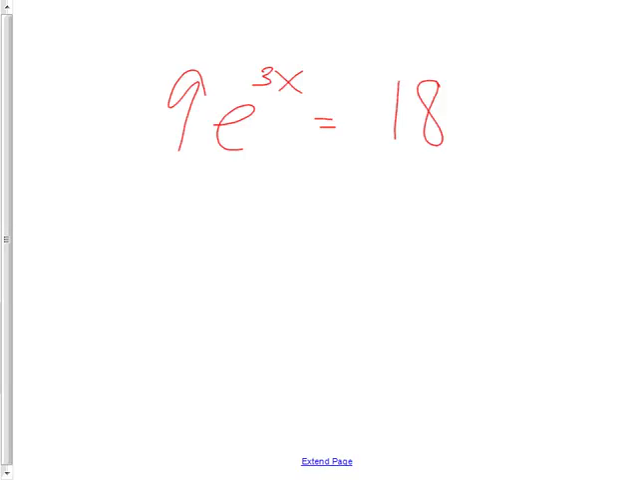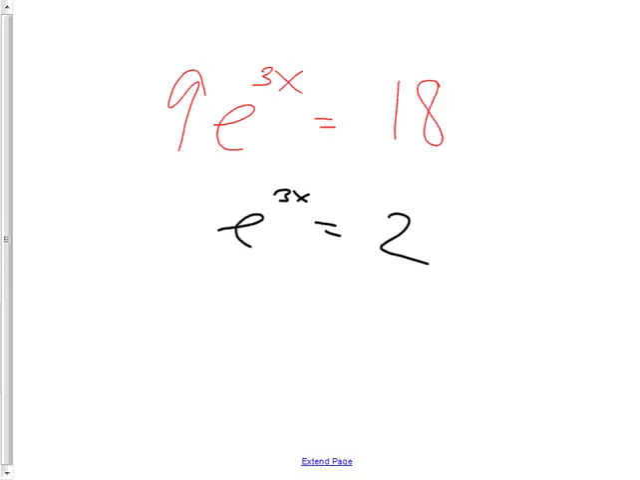Okay, first step is divide by 9. e to the 3x is equal to 18 divided by 9, which is 2. And now, whenever you have an x in the exponent, that's what logs were created for. So we need to rewrite. It's your number one strategy.